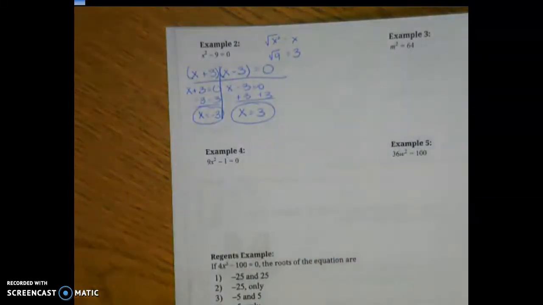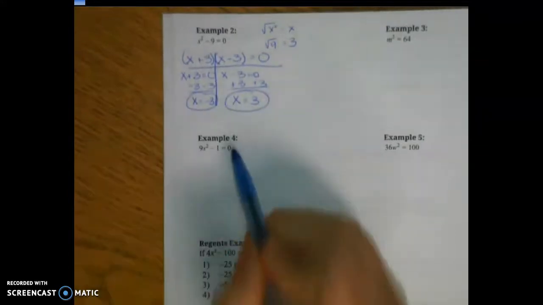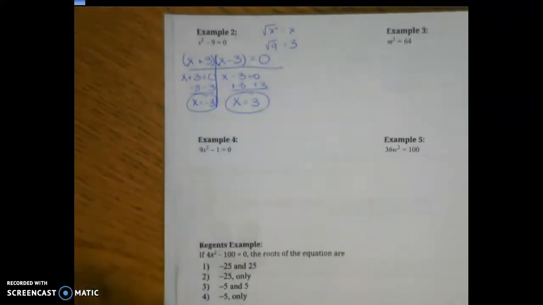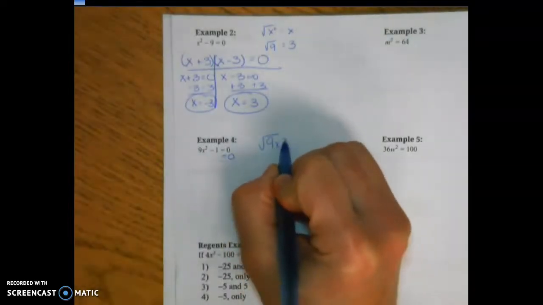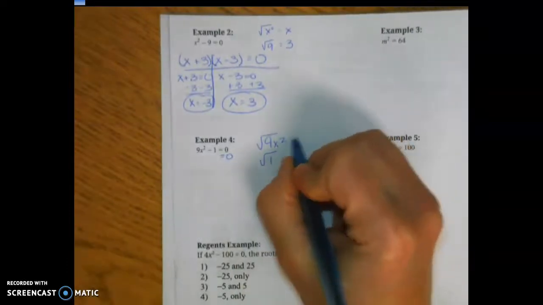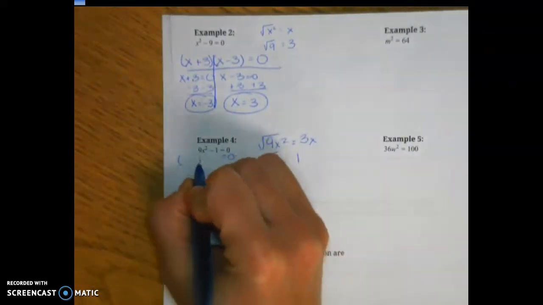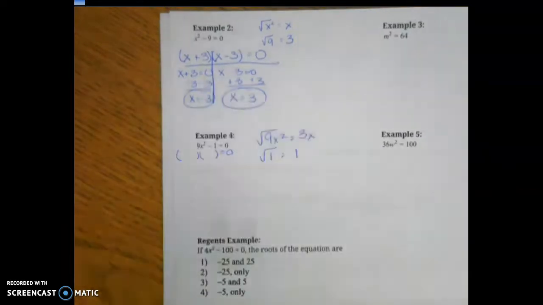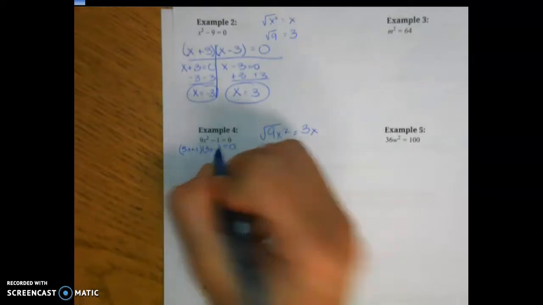Okay, number 3 is very similar, so let's skip down to number 4. This one's set equal to 0 already, so I'm still going to factor the left-hand side. It is the difference of two squares, so let me take the square root of both terms. The square root of 9x squared is 3x, and the square root of 1 is 1. So when I do my double bubble, I don't have that much room here in the rectangle. Okay, I have 3x plus 1 and 3x minus 1.